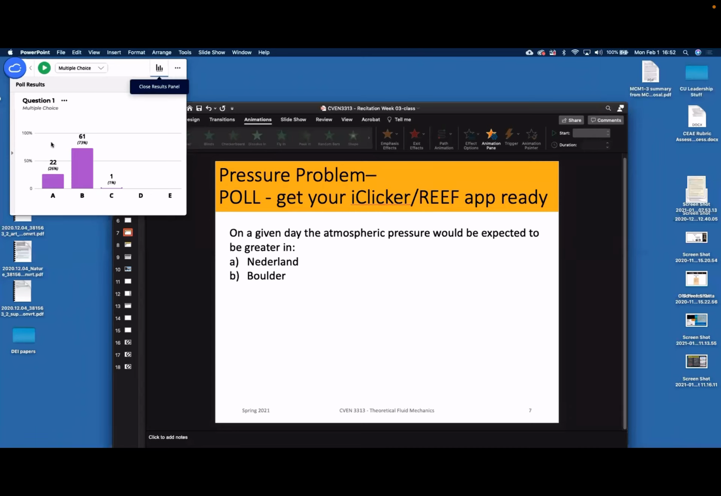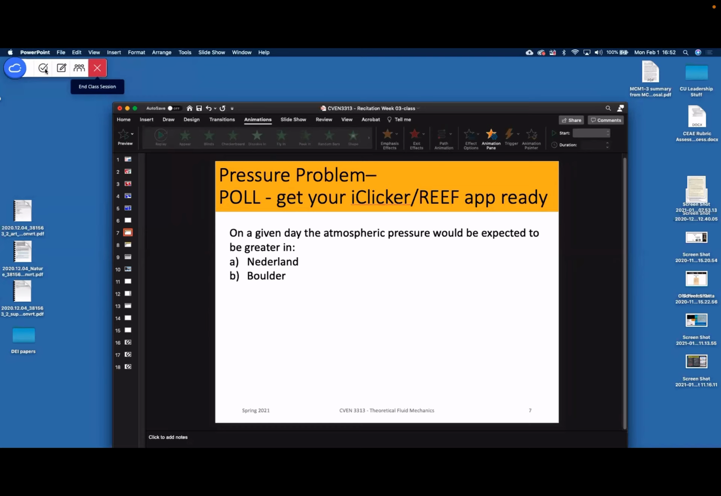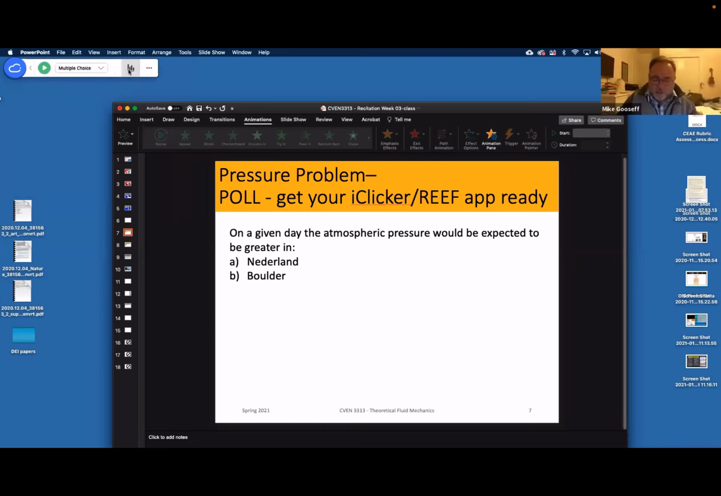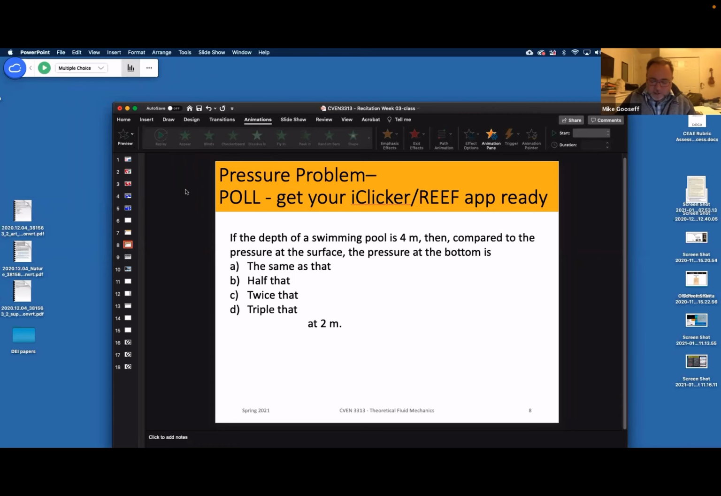Okay, so let's reset here. Let's see, I think I need to do this and then start a new one here. Okay, so now I didn't jump to the next question, sorry. All right, here we go.